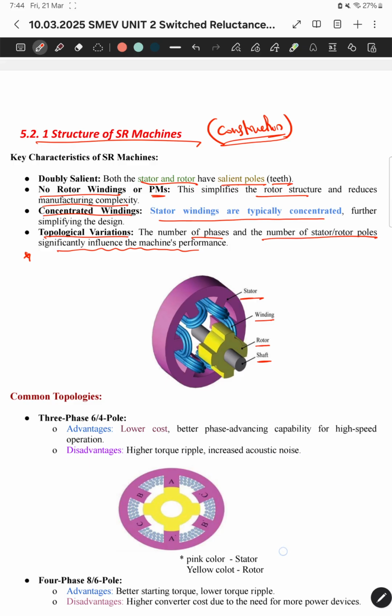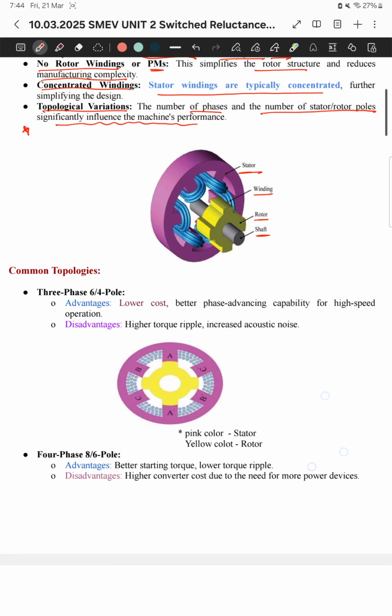Okay, so sometimes it may be 6x4 and 8x4. We'll try to see that actually. This is the corresponding diagram here, where the inner one is the rotor, this is the stator, and both the stator and rotor are salient type.